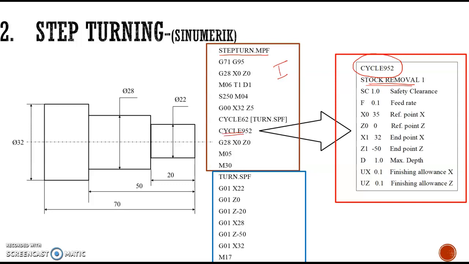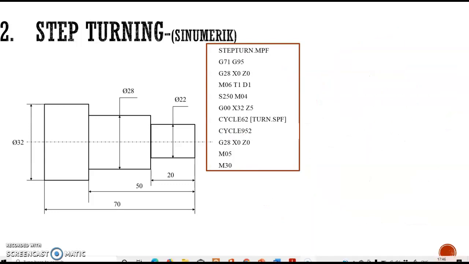Whenever we write cycle 952, this submenu will open on the screen, and there we have to mention some variables. Then the third part is the subprogram. The subprogram name is given as turn.spf. .spf means subprogram function, and we are writing the subprogram. We will discuss these one by one in the next slides. First we consider the main part of the program, that is the main program function.